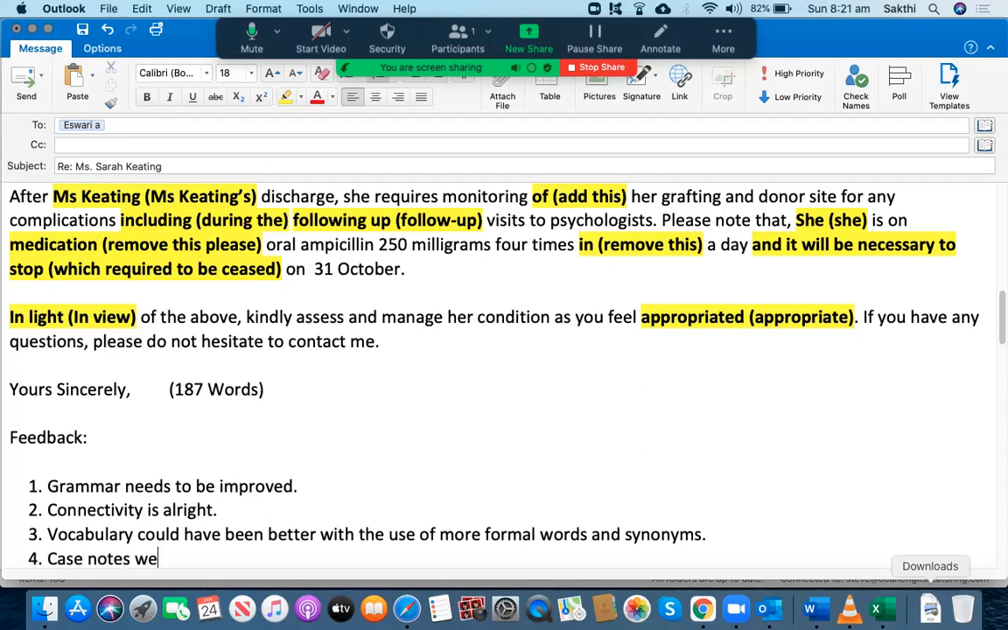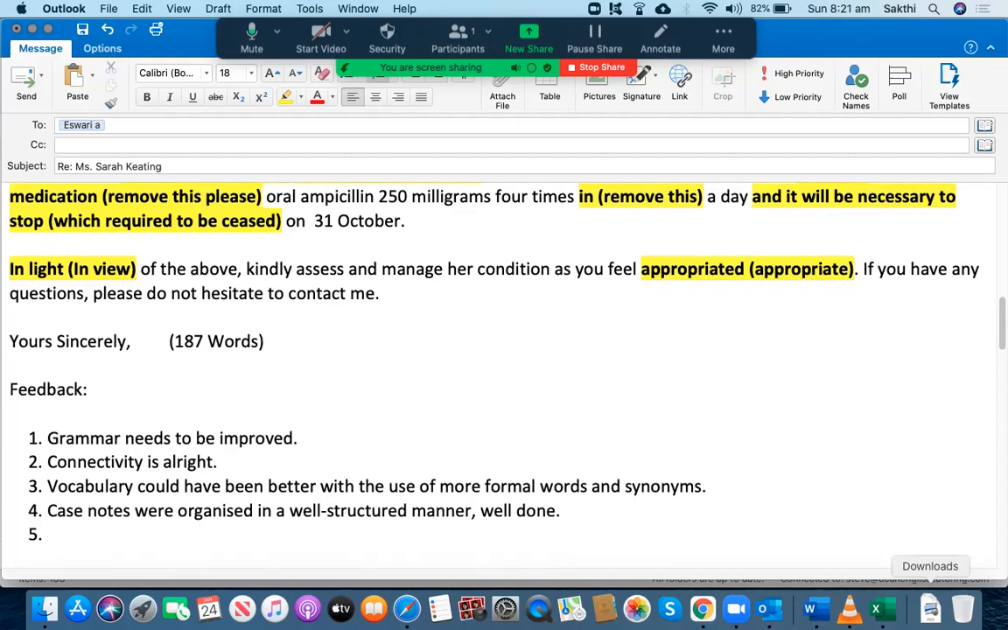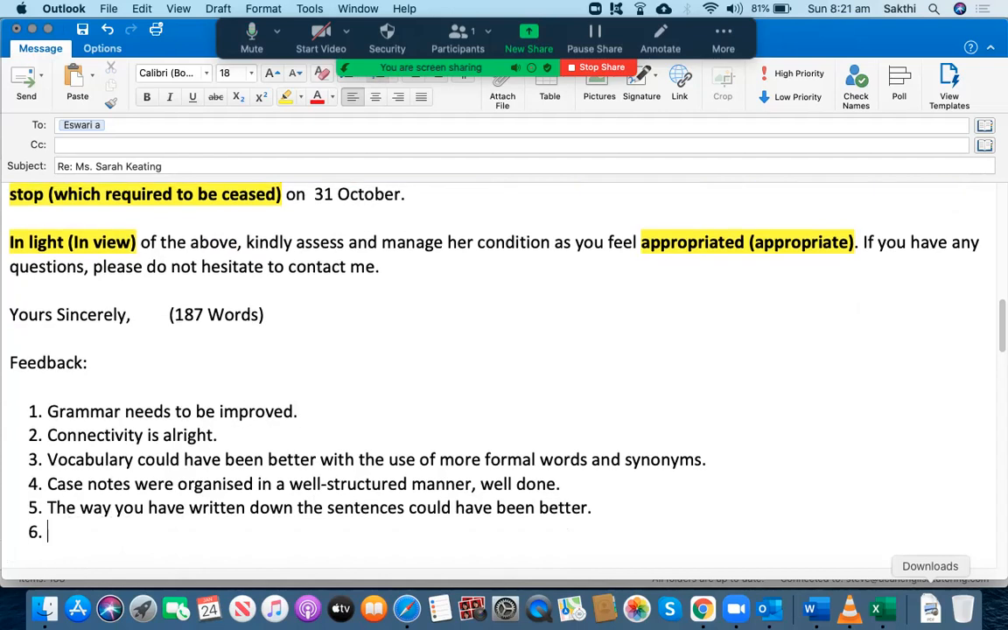Case notes were organized in a well structured manner. Well done. That's a good thing. The way you have written down the sentences could have been better. I mean, you could have used more complex and compound sentences, okay, instead of writing down the complex sentence alone or simple sentence alone. Okay. All right.